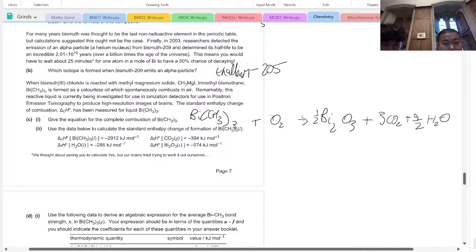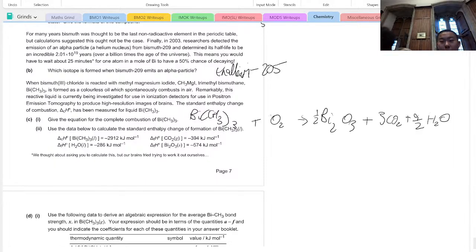Now to do the Hess cycle. Wait, how many oxygens are there? There's 12, right? Why do you want the oxygen in the first place? Because it asked for the equation.